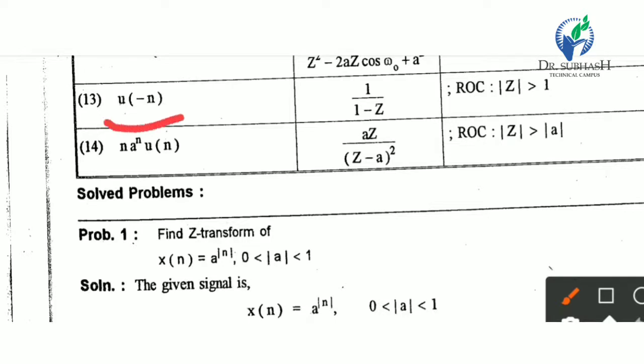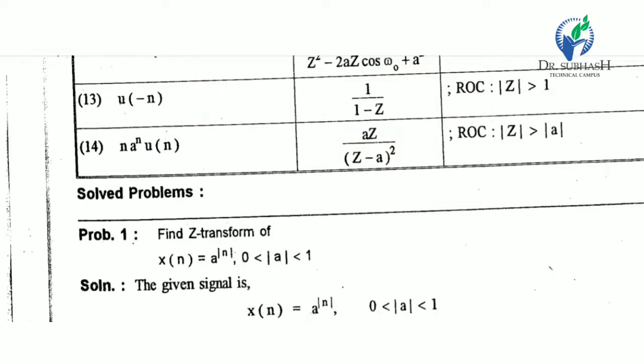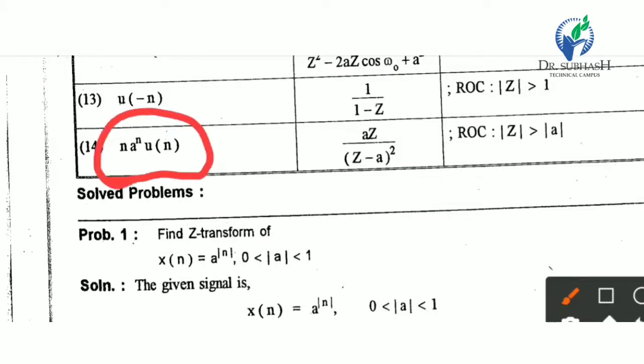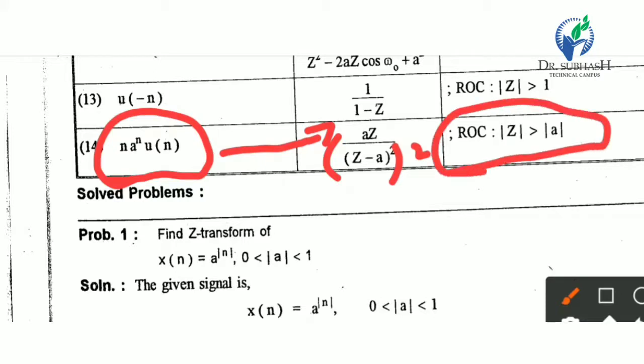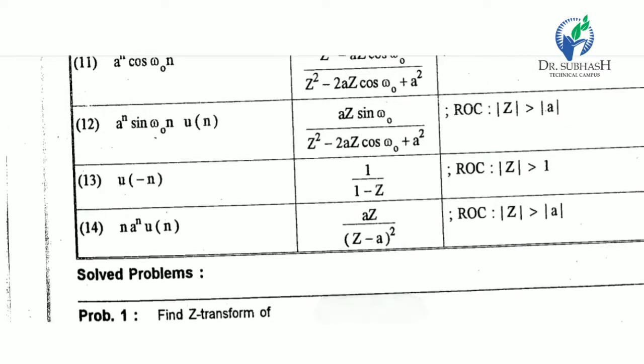For u of minus n, the Z transform is 1 upon 1 minus z, and the ROC is mod z greater than 1. For n a raised to n u of n, the Z transform is a z divided by z minus a the whole square, and the ROC is mod z greater than mod a. So there are 14 signals and their Z transforms.